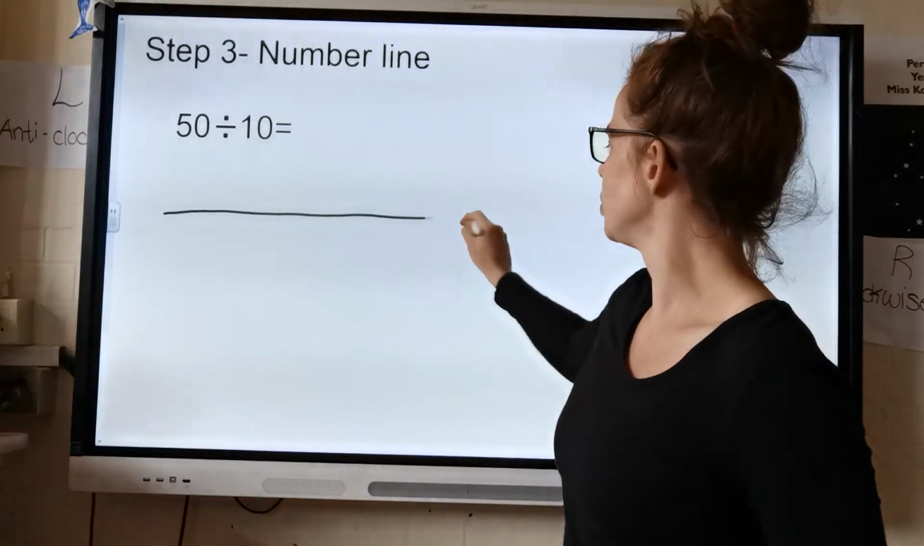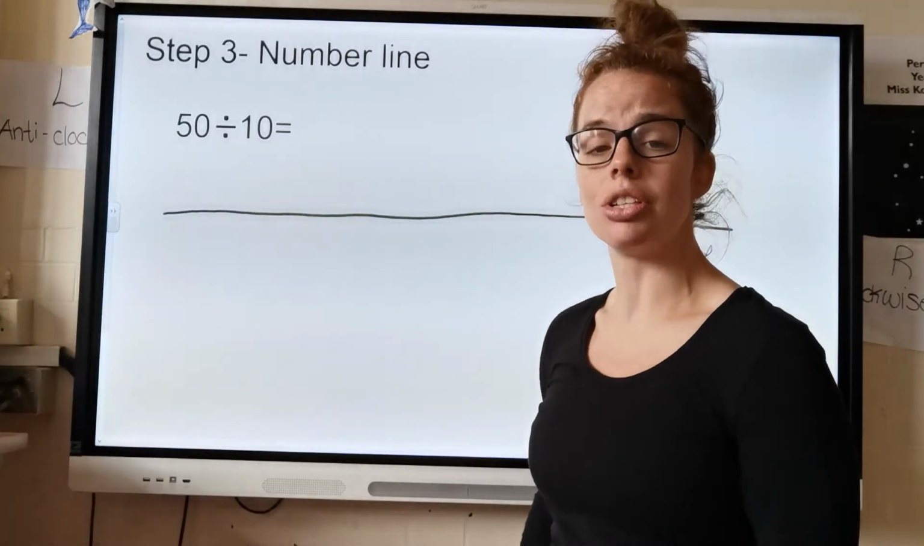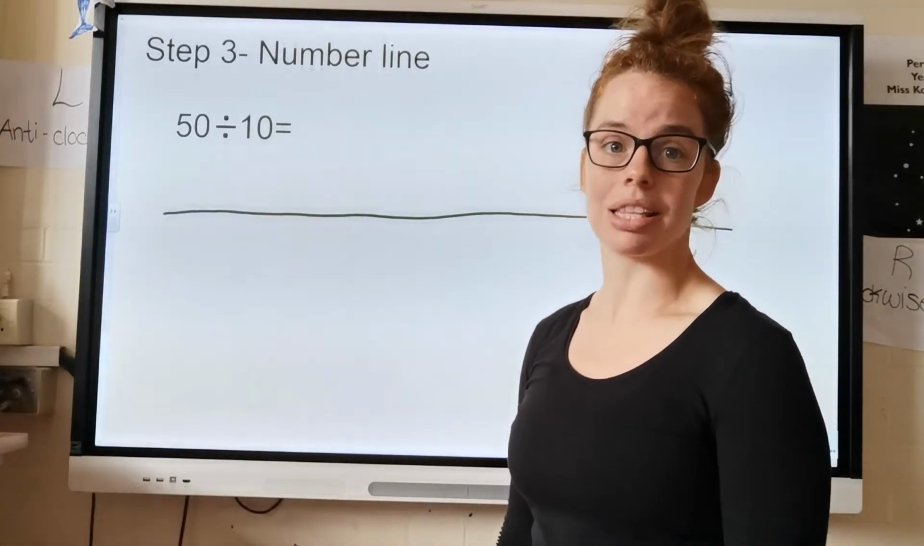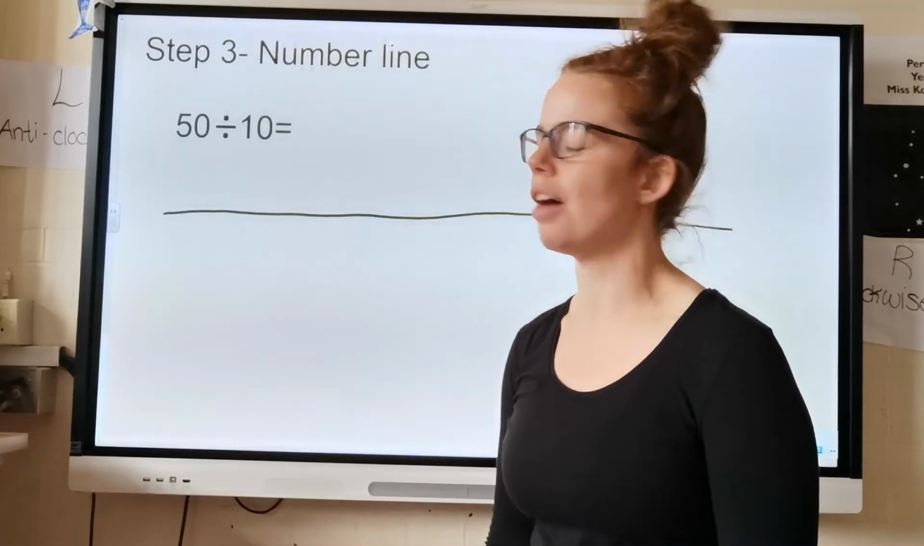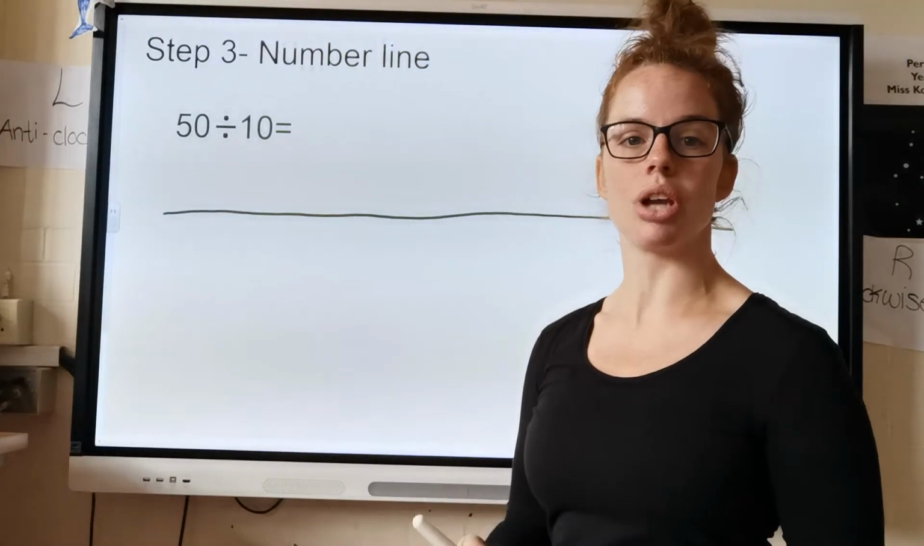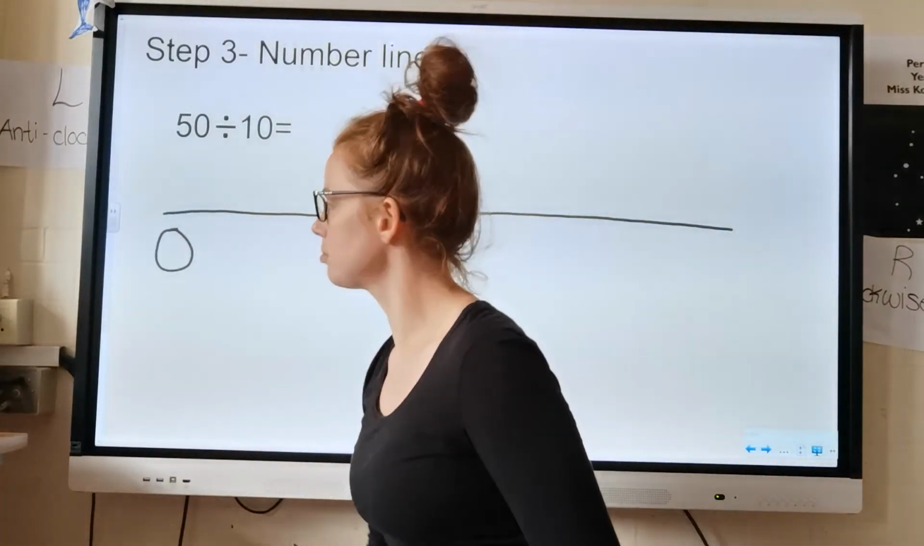Now, I can't use a ruler on this board, so I'm doing it without a ruler, but please encourage your children to use rulers, or else you get some pretty wonky lines all across their math book or their sheet that they're working on. So you start with your number line, and because it's division, we're going to start at 0. So we start at 0.